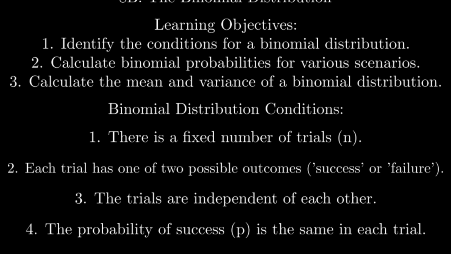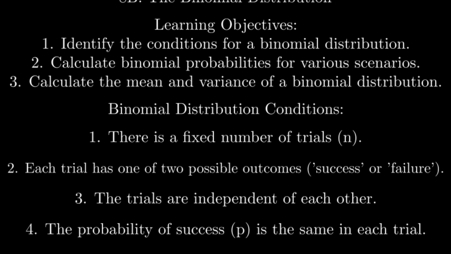And fourth, the probability of success must be the same for each trial. We'll call this probability p. If we're flipping a fair coin, the probability of getting a head is 0.5 on the first flip, the second flip, and every flip after that. The probability p remains constant.